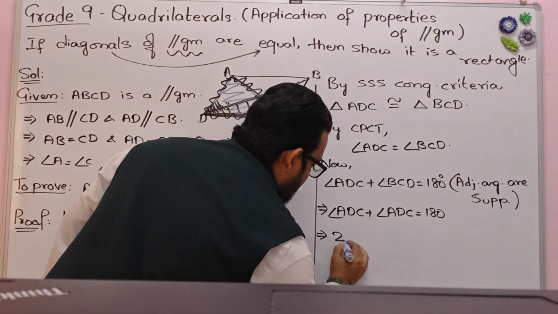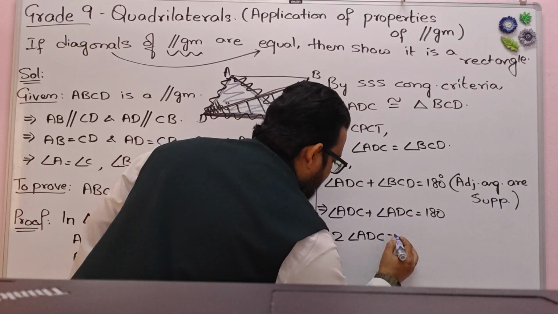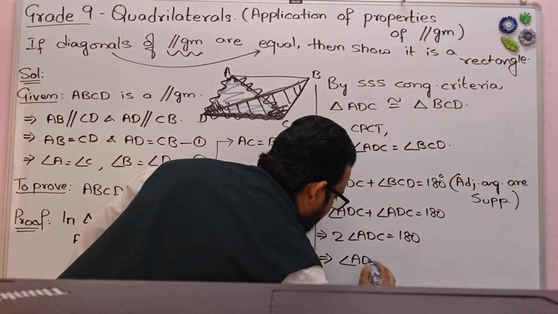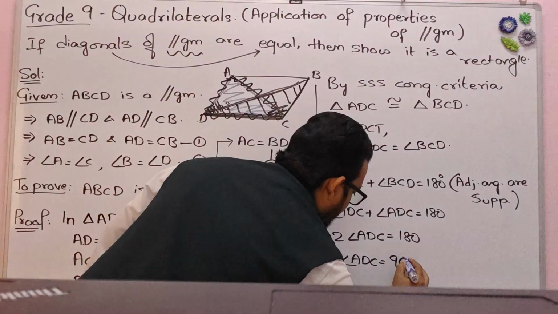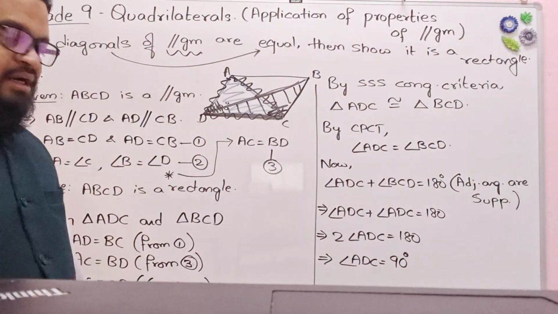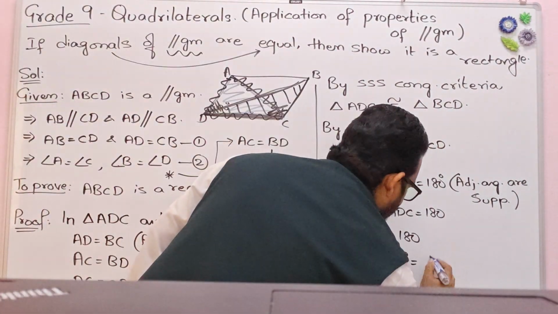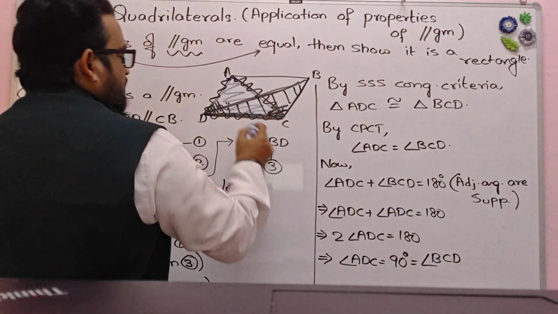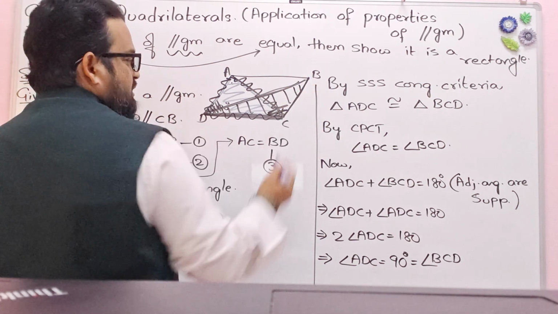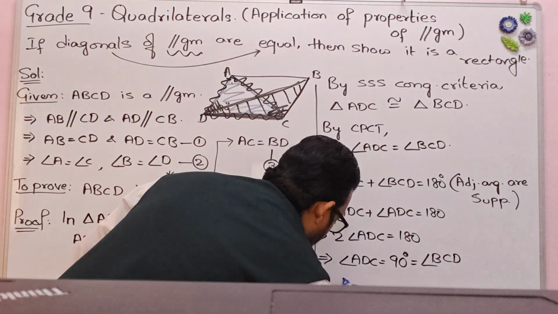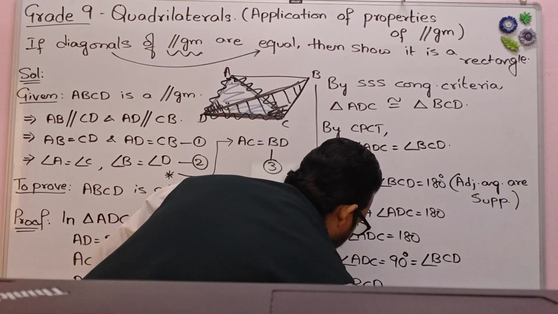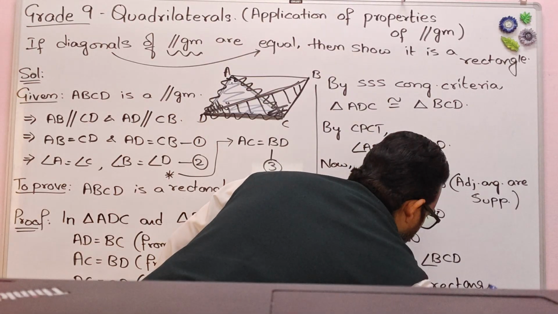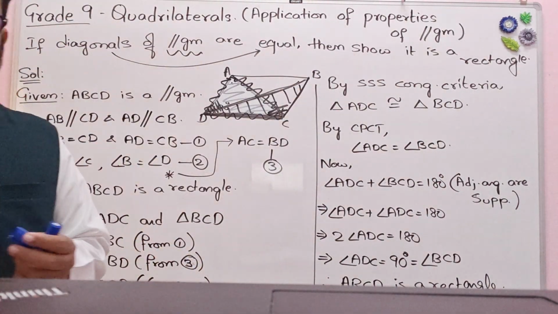So that implies 2 angle ADC is equal to 180, so angle ADC is equal to 90 degrees. 180 divided by 2 is 90 degrees. So that is equal to angle BCD. So since these two angles are 90, these two angles are 90. So therefore ABCD is a rectangle.